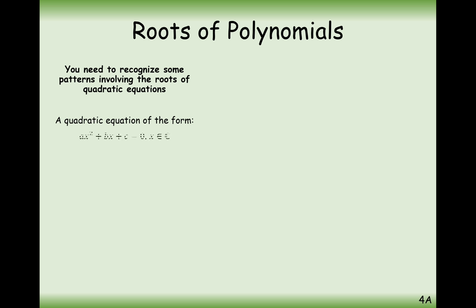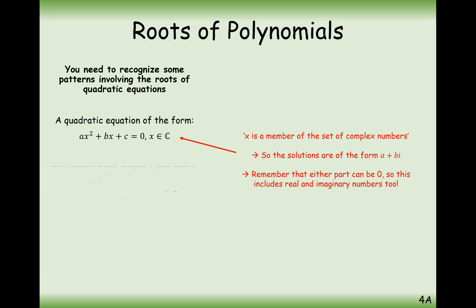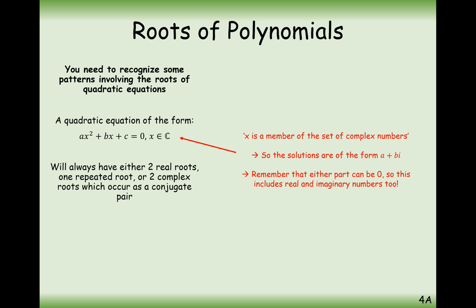So your typical quadratic equation looks like this: ax squared plus bx plus c equals 0, where x is a member of the complex numbers. So in this case here, and in further maths, all of our answers, all of the time, could be complex numbers. So x is a member of the set of the complex numbers. So we could have roots such as a plus bi.